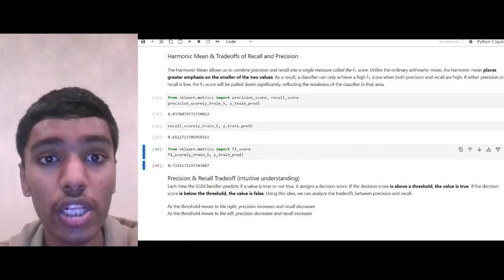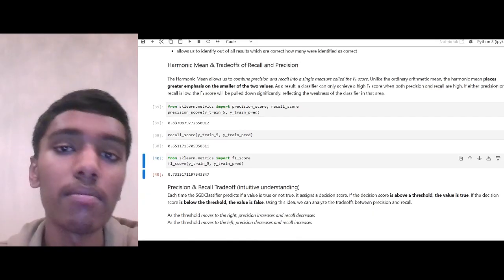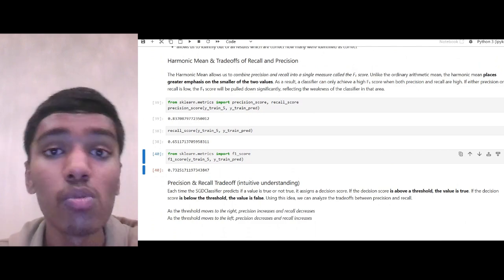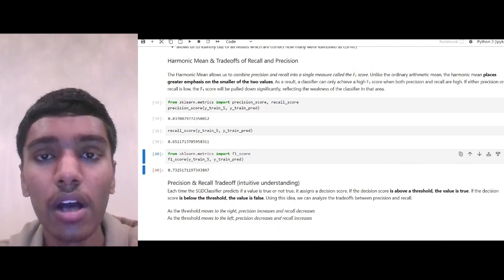And in the next tutorial, we will be going further on with the ROC curve and experimenting more with that and learning exactly how we can do that. From there, we'll go into multi-class classifiers and learn a little bit more about that. I'll see you in the next tutorial.